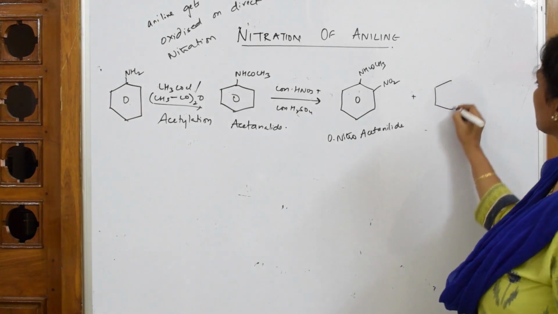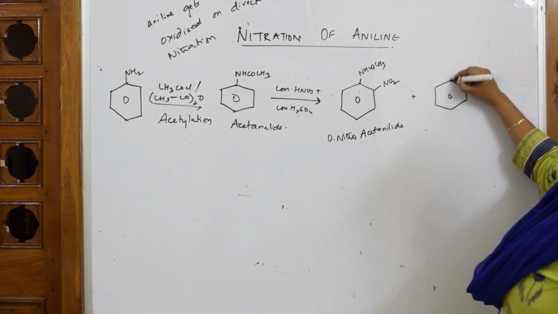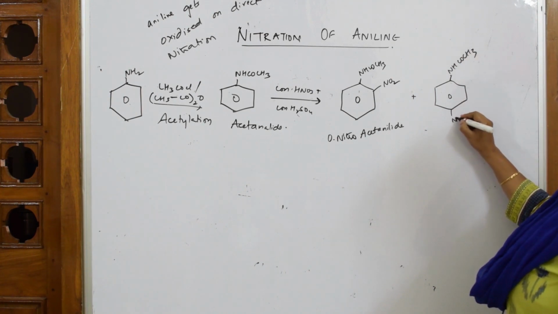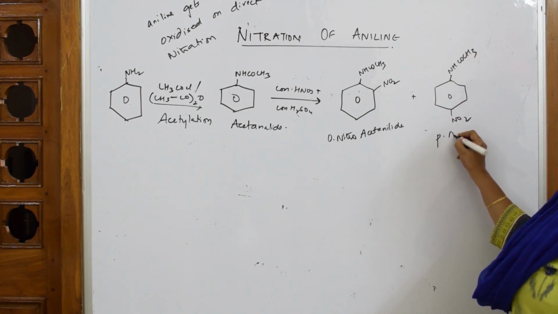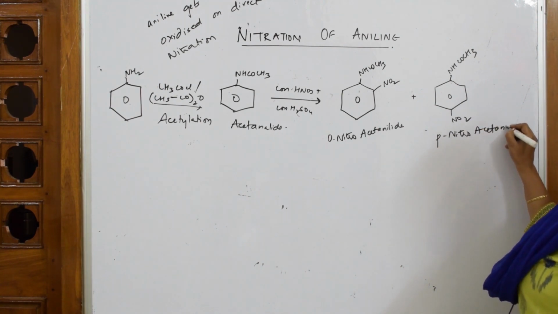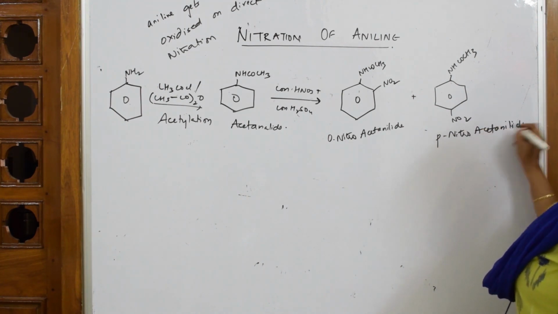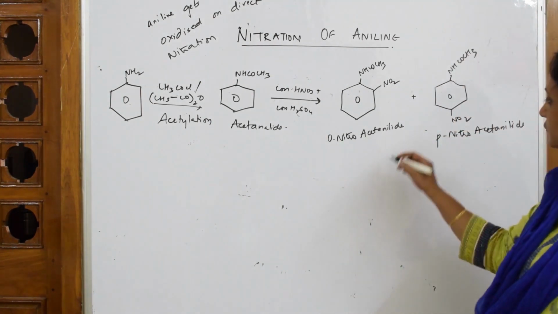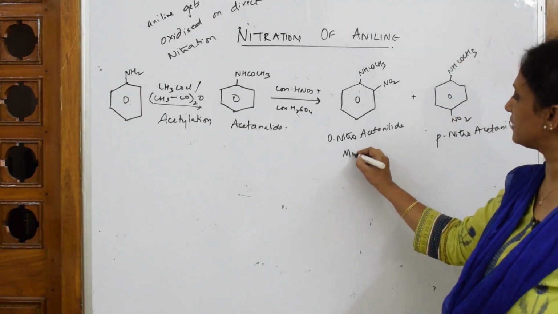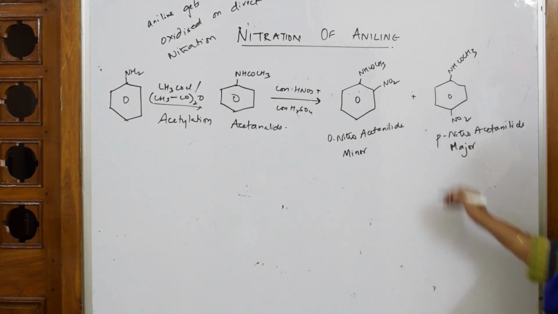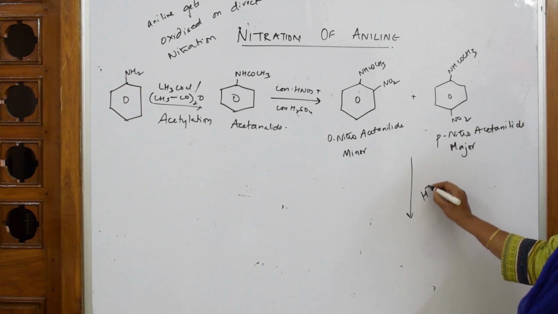plus para nitro acetanilide. These two are the products. Acetanilide. Done. So still our nitroaniline is not formed. Now which is my minor in this? This is the minor product. This is the major product. Then we are going to further hydrolyze it.